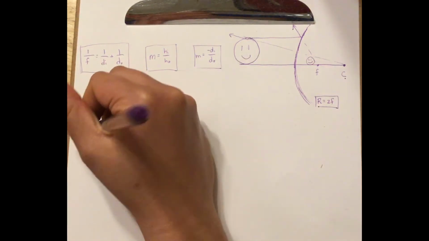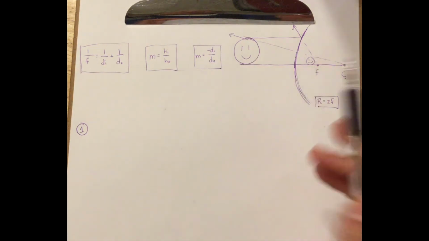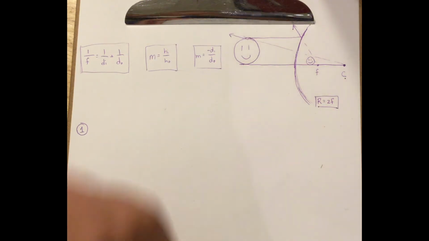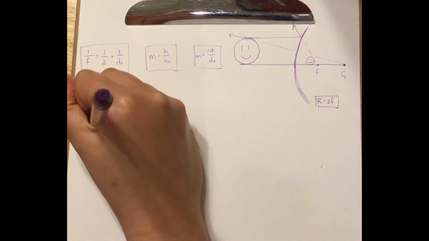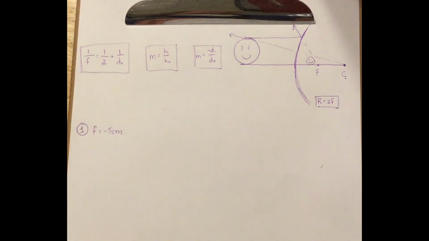Okay, so let's say I've got some sort of problem where I'm looking at a side view mirror and I want to check, I don't know, my face. I want to see something about my face. Maybe my hair is not looking great. And I know that the focal length of this side view mirror is negative 5 centimeters.